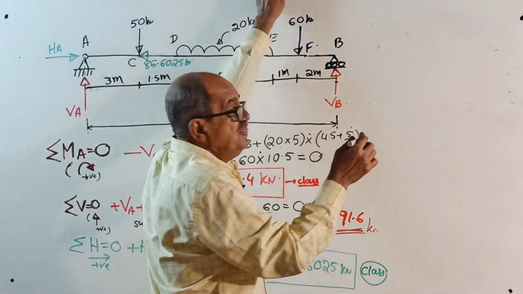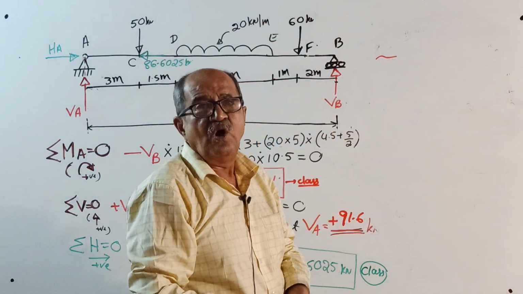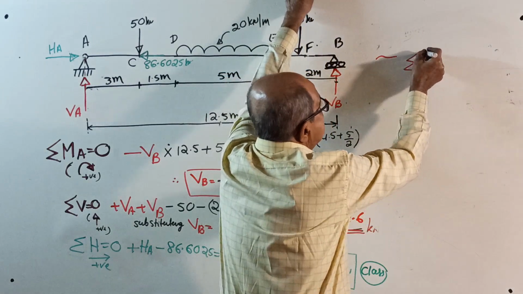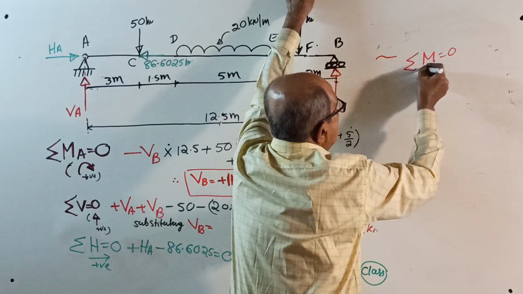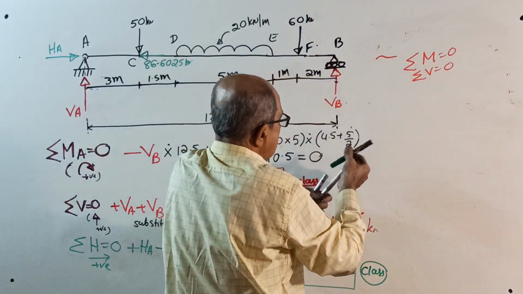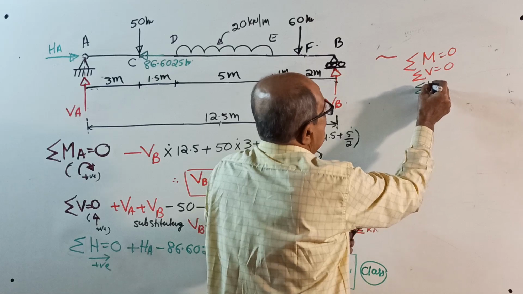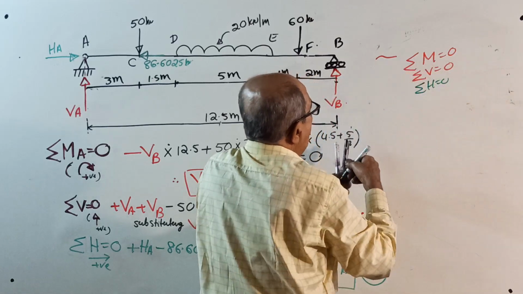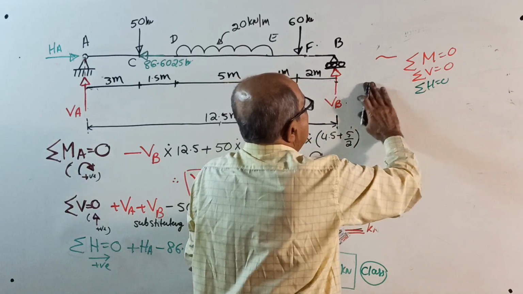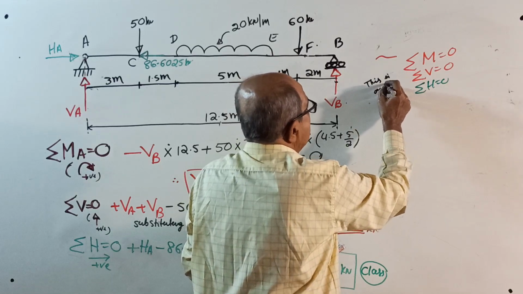We will now apply the 3 basic conditions of static equilibrium in the following order. First, sigma M equal to 0, then sigma V equal to 0. Lastly, if applicable, yes, applicable here, so write sigma H equal to 0. This is the order we will use. We will apply in this order. This is order of application.